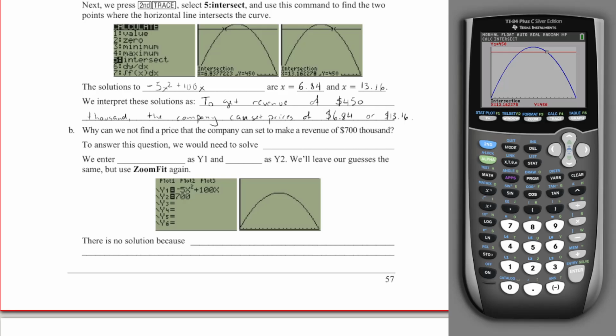Now, let's see a special feature that quadratics have. We cannot find a price that the company can set to make a revenue of $700,000. Right, so find a price. Again, that's asking us for X. And it's giving us Y. In order to find such a price, we would need to solve negative 5x squared plus 100x equals 700.